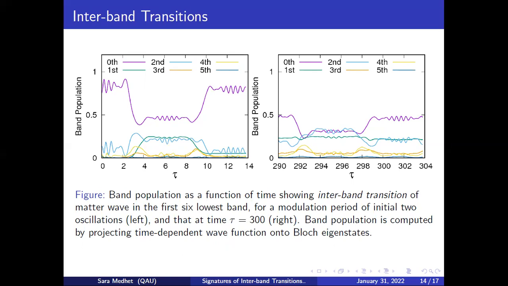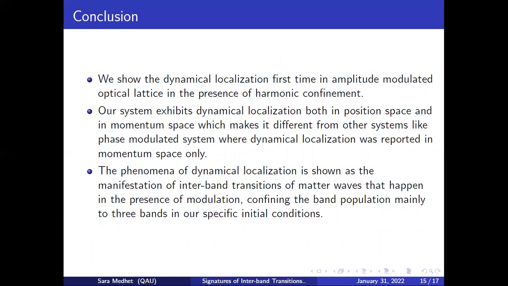So in the end, I would like to conclude my presentation. Here we have shown dynamical localization for the first time in an amplitude modulated optical lattice in the presence of harmonic confinement. Our system exhibits dynamical localization both in position as well as in momentum space, which makes it different from other systems like phase modulated ones, which have dynamical localization only in momentum space. The phenomenon of dynamical localization is shown as a manifestation of interband transition for the first time, and in the presence of modulation, confining the band population mainly to the first three bands in our specific initial conditions.